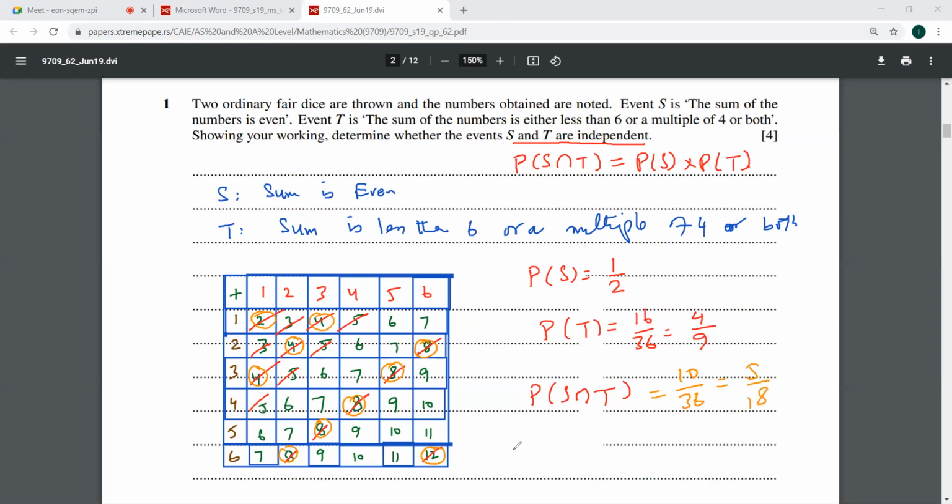You can clearly see that the probability of S and T is not equal to the probability of S times the probability of T. Therefore, S and T are not independent. That is how you will be responding to this. Do we have any question, bacho?